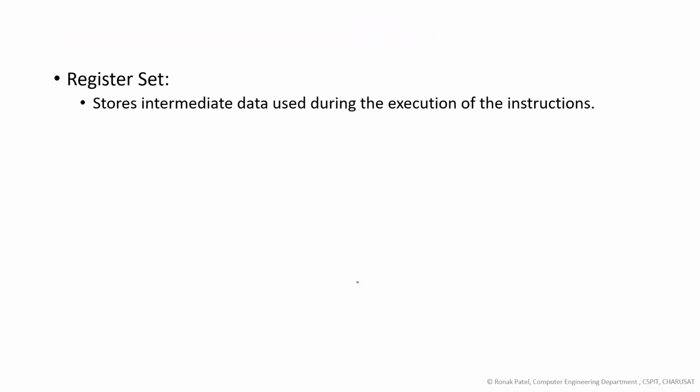Now the register set. What is the use of this? It stores the intermediate data used during the execution of the instruction. When your ALU is performing some operation, it requires data. Now, if that data is in main memory, getting data from main memory will take a lot of time. Rather than that, the data is stored in your registers. Accessing a register is faster compared to main memory, so you will get data at the speed of your CPU.